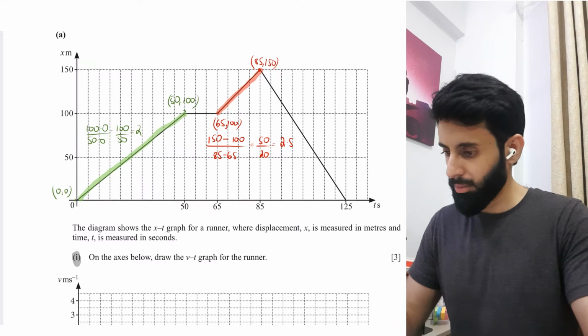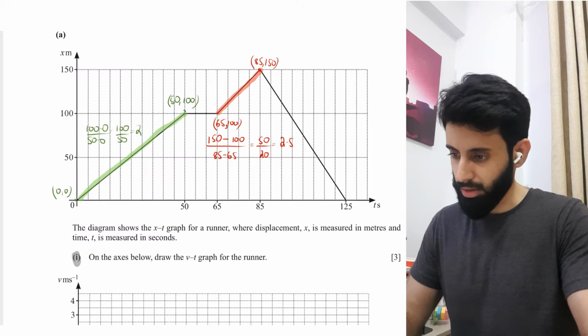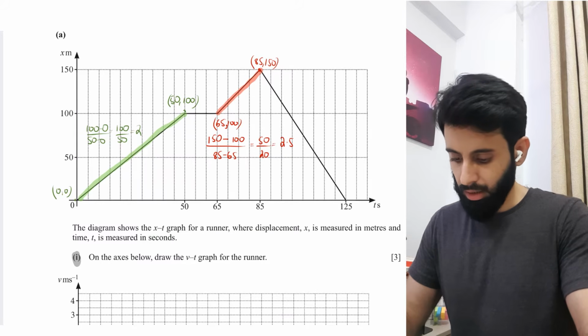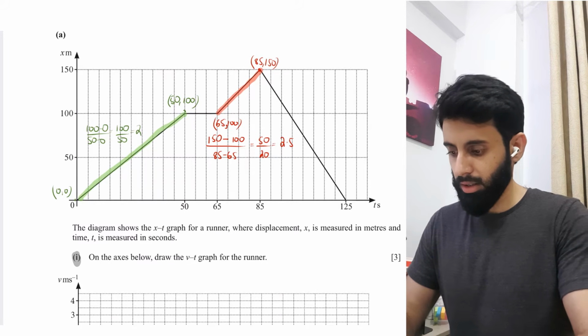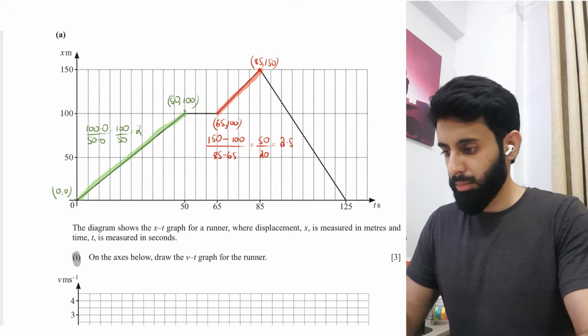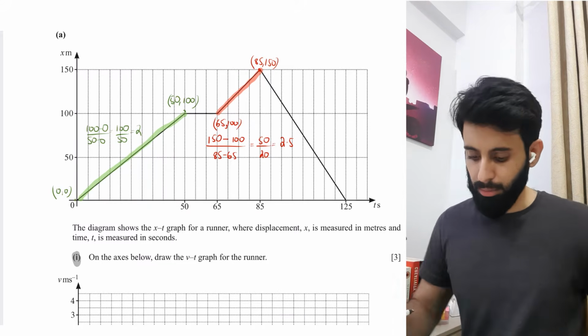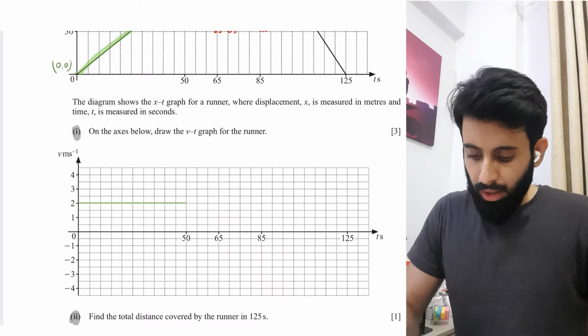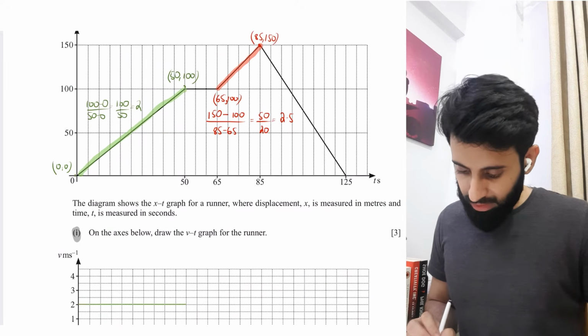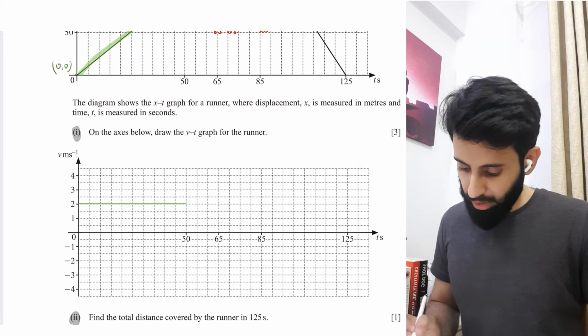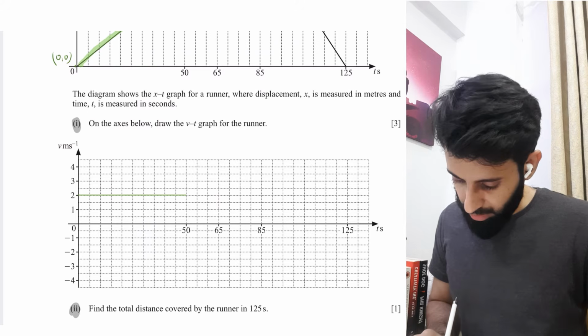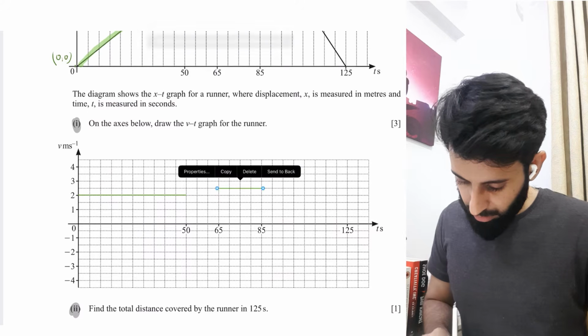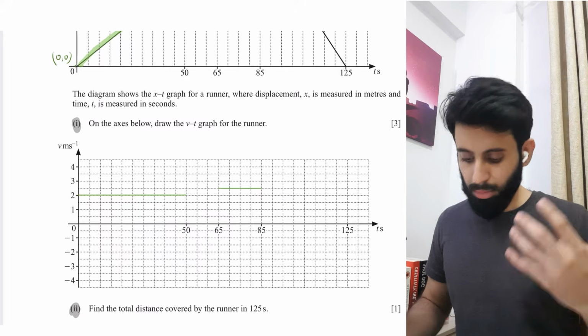but just to be on the safe side, I'm going to work this out in my calculator. So 150 minus 100 is 50, and then divided by 85 minus 65. So okay, 50 over 20, which is 2.5. Okay, now from 65 to 85 the speed is 2.5. So that's exactly what I need to show. 65 to 85, you can see that the speed is 2.5 meters per second.